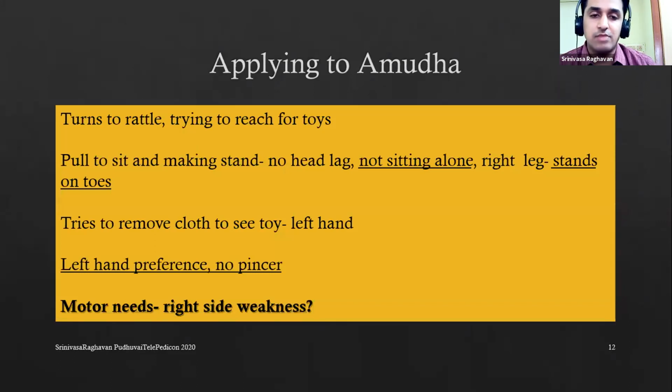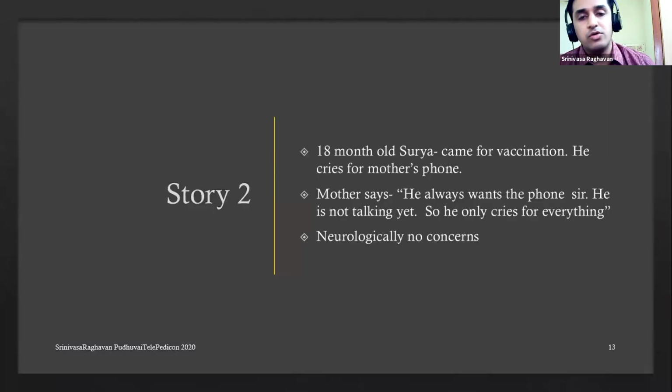So what has it helped us identify? There is motor delay for the child, and there is probable right-sided weakness which warrants further evaluation. Remember, this is only a surveillance which points towards further direction and is not a full-fledged developmental assessment. So going on to story two.